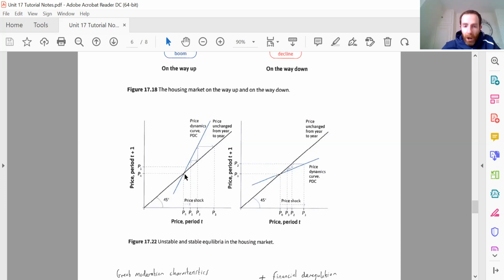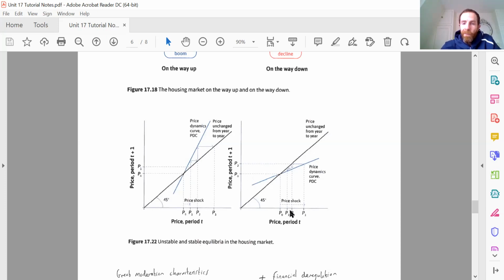But if there's some sort of shock that moves the price up to P1 today, then what this price dynamics curve shows us is that tomorrow, right, price P1 today, go up to our dynamics curve, and actually we're going to be at a price tomorrow that's higher than P1. And in fact, we're going to be at a price tomorrow of P2. And if the price is P2 tomorrow, then the next day it's going to be even higher. And so this price dynamics curve shows us if we get a bit of a shock to the price, we're going to keep going further and further away. And so the price will just keep on increasing and increasing.